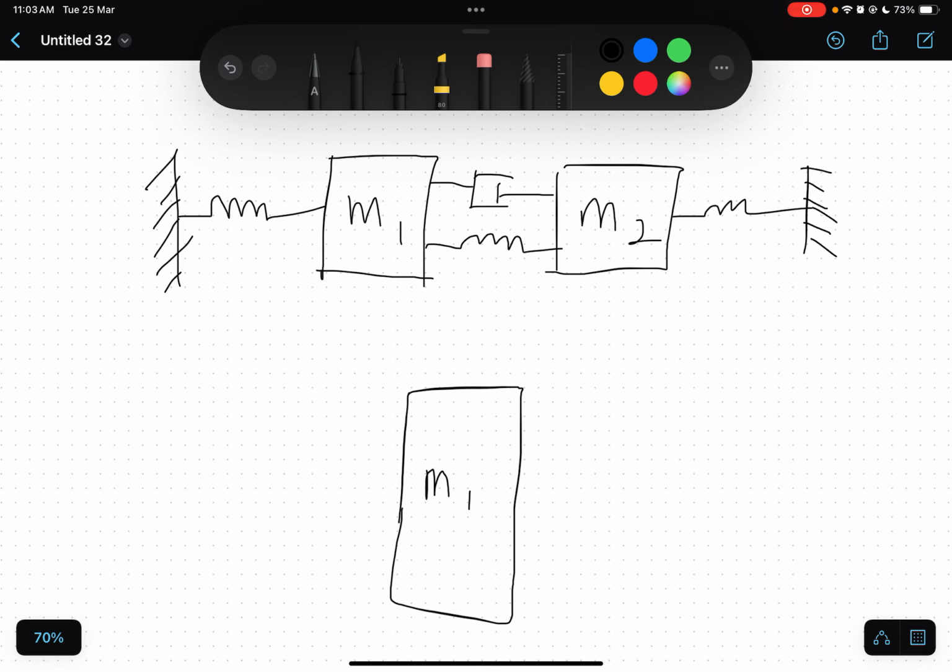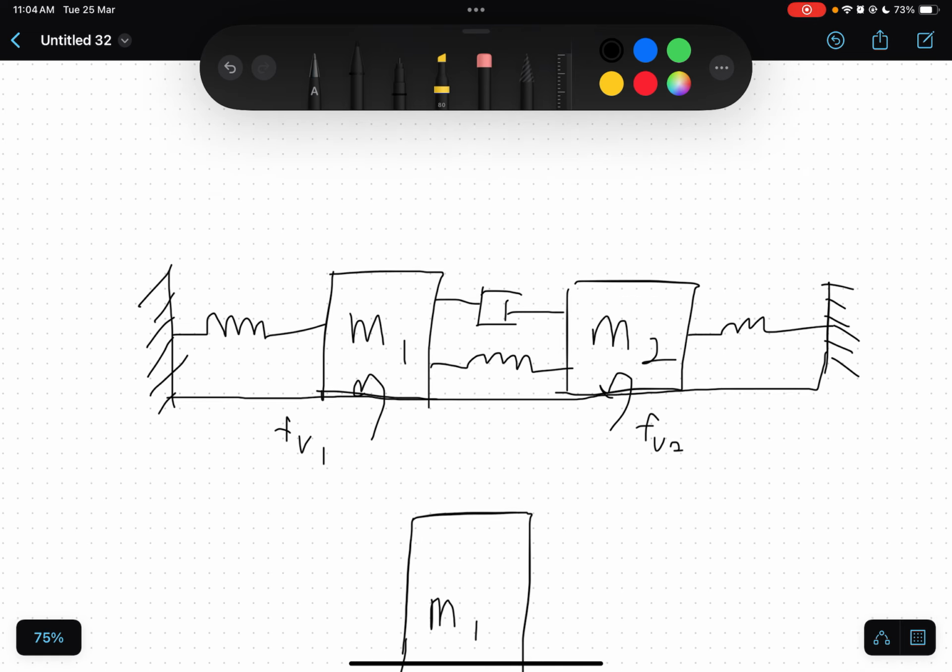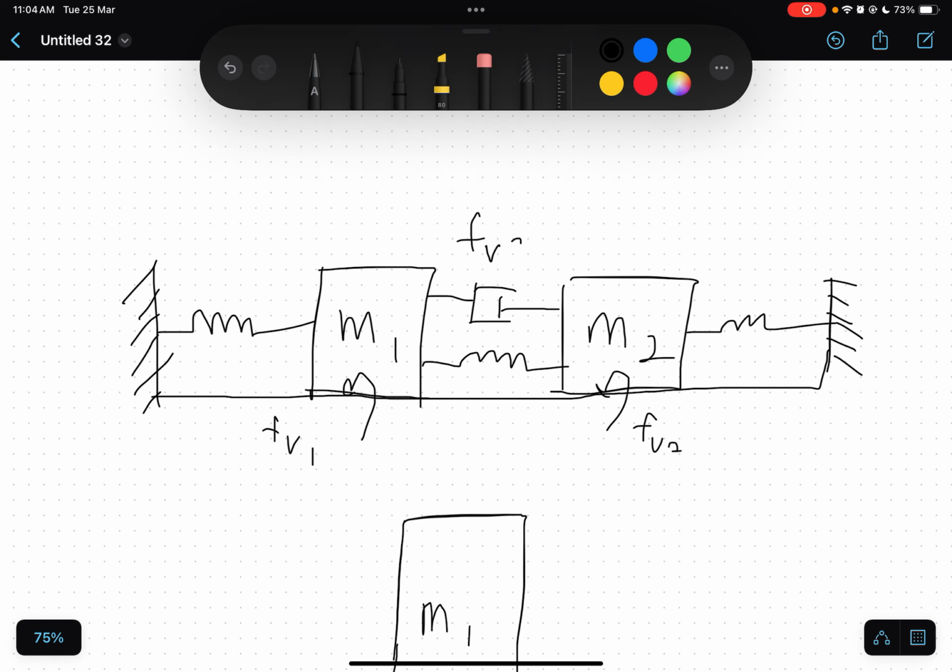Okay, and like I said, now we have a new force to consider, which is friction. FV1, FV2, and the damper is the FV3. We have the K1 for the spring on the left, and K3 for the spring on the right, and K2.